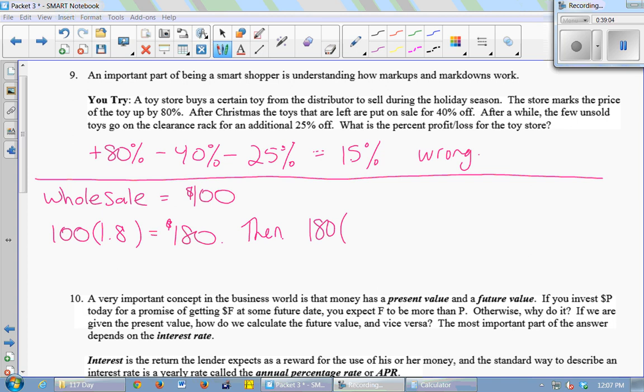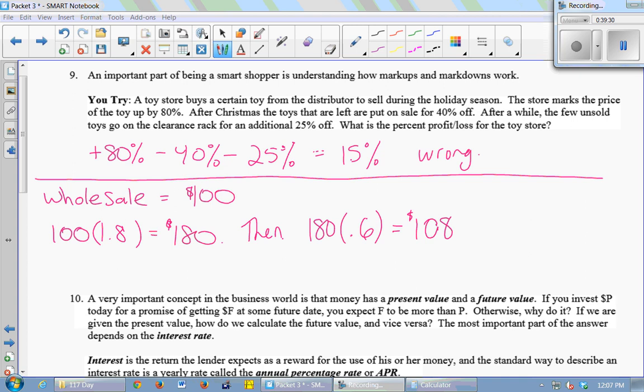That would be for 4%. 0.6. If you're throwing 40% away, you get to reduce it by 40%. That means that you have to pay 60% of the original cost. So if I multiply 180 by 0.6, you get 108. So it's now on sale for $108, right?